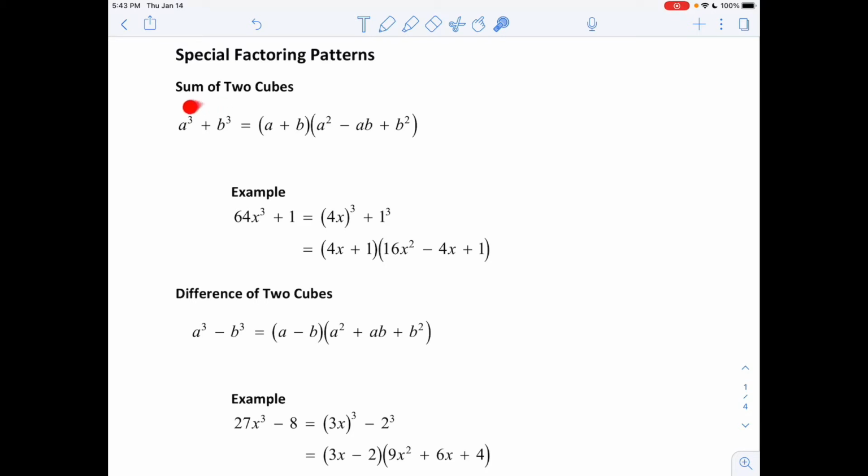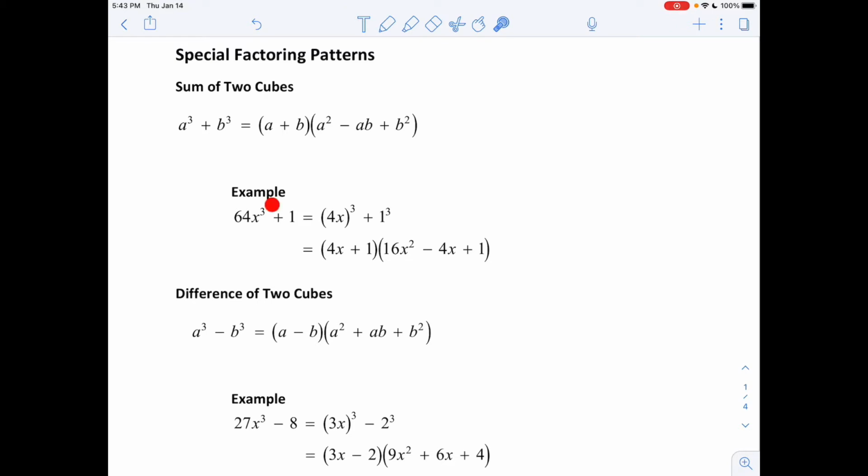If we have something in this format, then instead of going through a method like our X-box method or something like that, we can immediately write the factored form using this equation: a plus b, and then a squared minus ab plus b squared. Let's look at an example of that.